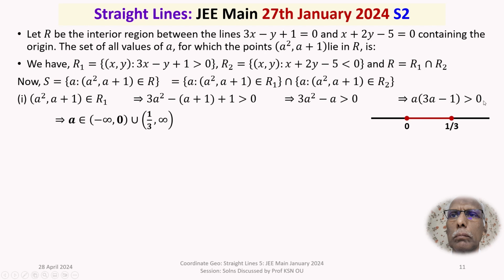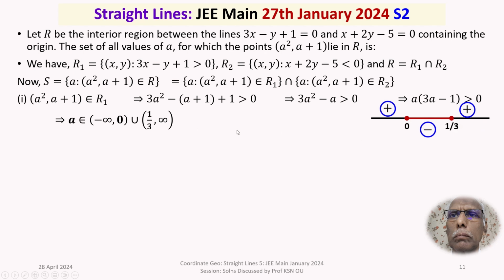Right. It is greater than 0. So, it is positive. So, when a is greater than 1 by 3, it is positive. Then, obviously, this will be negative and this will be positive. So, a belongs to minus infinity to 0, this one, union 1 by 3 to infinity.